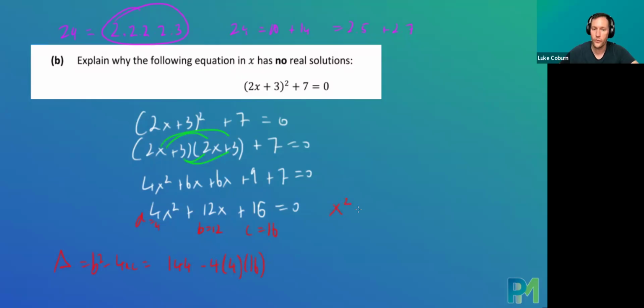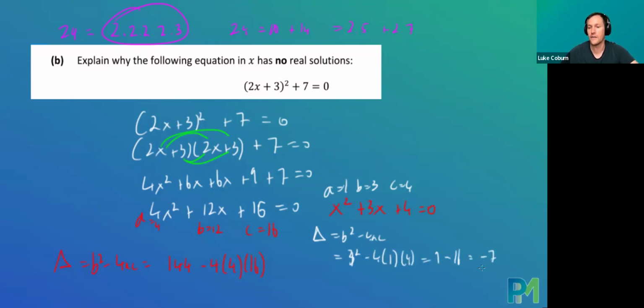That's the same as x squared plus 3x plus 4 equal to 0. That's a lot easier, isn't it? A is equal to 1, B is equal to 3, C is equal to 4. This is exactly equivalent to that. The discriminant is going to be B squared minus 4AC. So that's going to be 3 squared minus 4 times 1 times 4. That's going to be 9 minus 16. That's going to be minus 7. See, it's negative. It's less than 0. So that's why it has no real solution, okay?